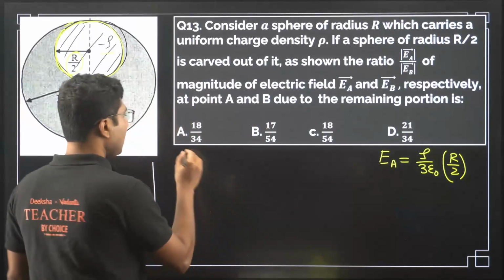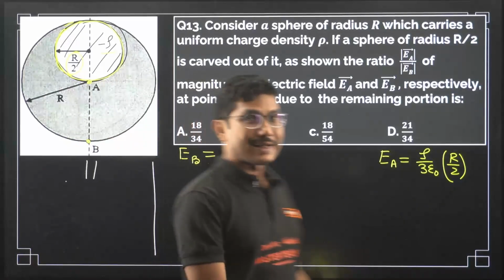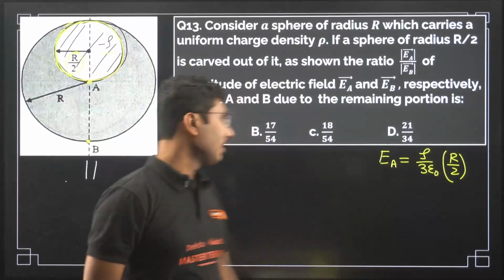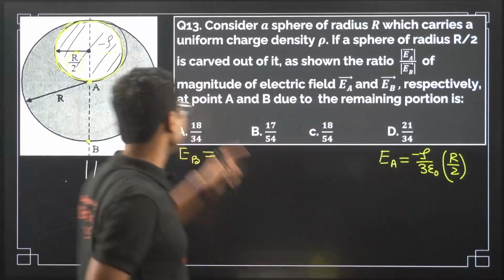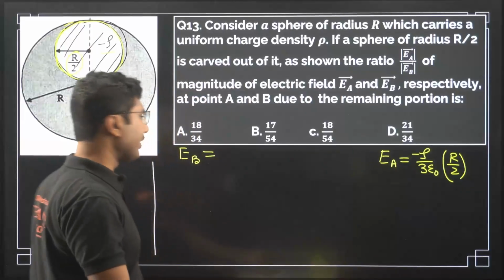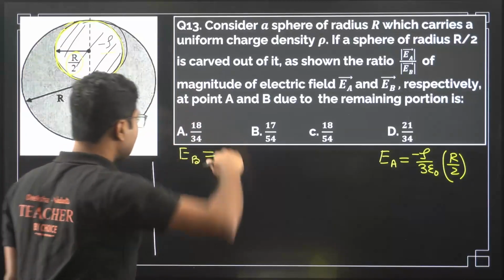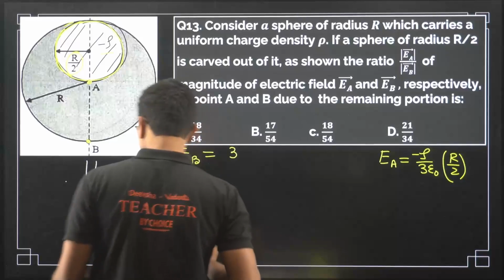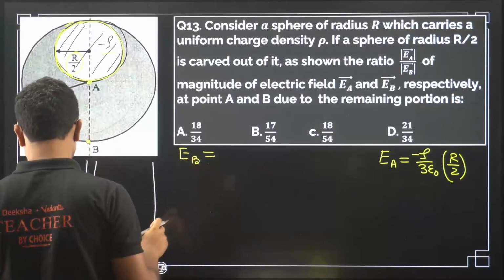Now when you are trying to find the electric field at point B, the thing is slightly complicated. So how to do that? The electric field at B can be written as the electric field due to the complete bigger sphere, which we already know, and one more thing, there will be a negative sign over here because this charge is negatively charged. Anyway, don't worry, the negative sign will cancel. So what is the electric field due to the bigger sphere? Rho by 3 epsilon naught.